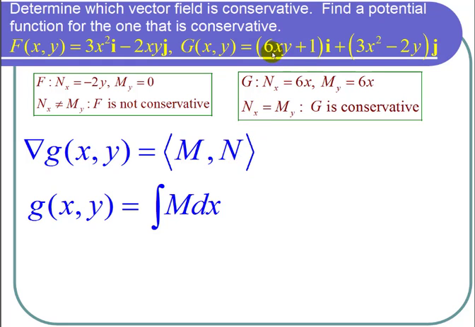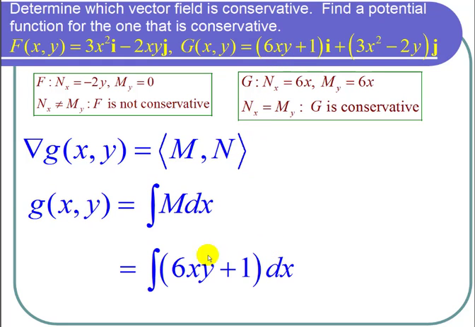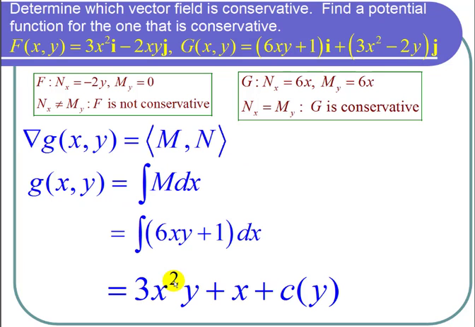Well, M is 6xy plus 1, so we integrate 6xy plus 1 dx, and that integral is 3x squared y plus x plus some constant, and since x is our variable and y is treated as a constant, this constant might involve the variable y.